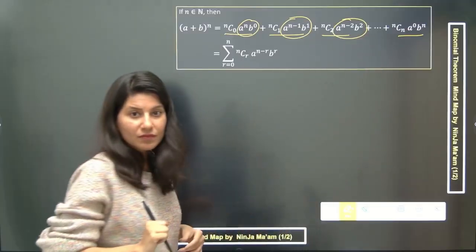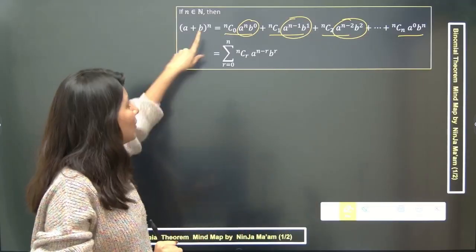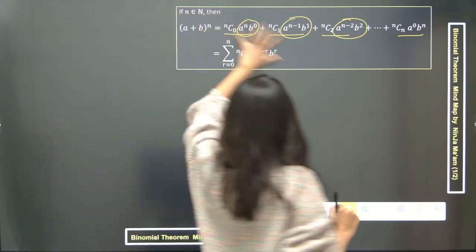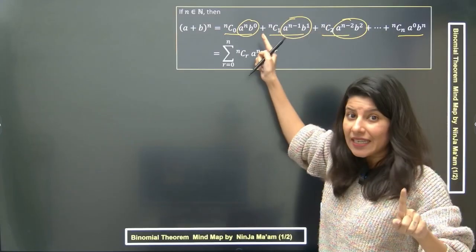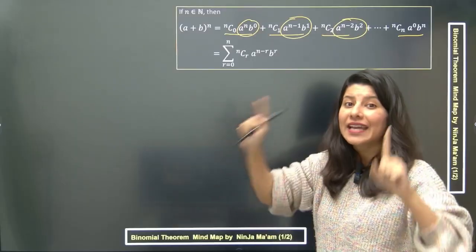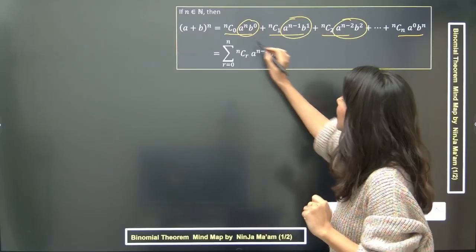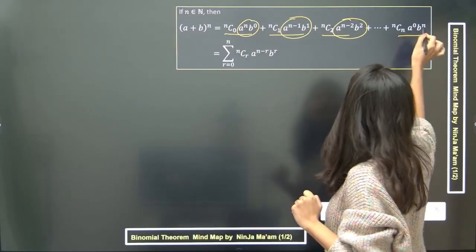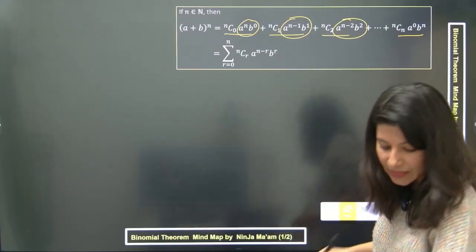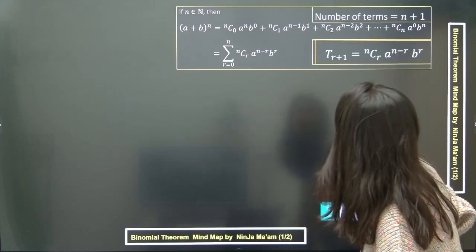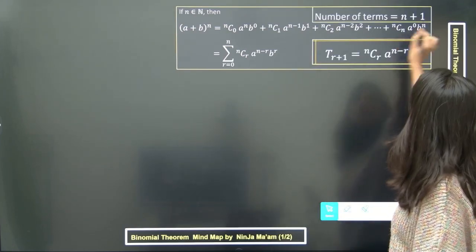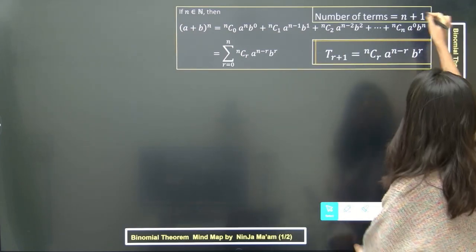And one more thing, the total number of terms, if I count, is not n but n plus 1 terms. From 0, 1, 2, 3 and all the way up to n, how many terms will there be? n plus 1 terms. So the total number of terms will be n plus 1, which is written right here.